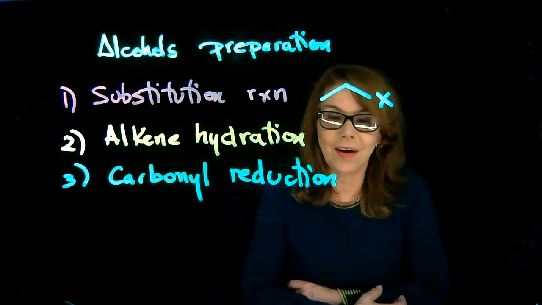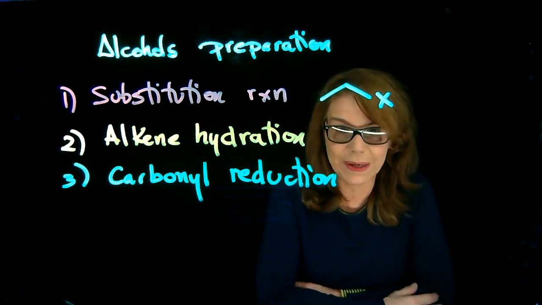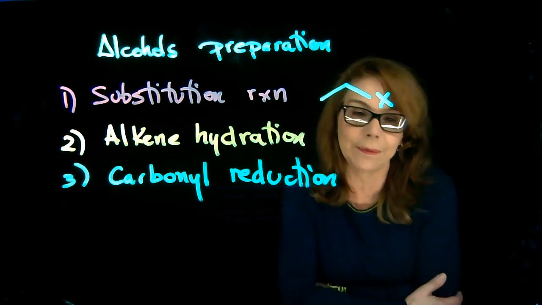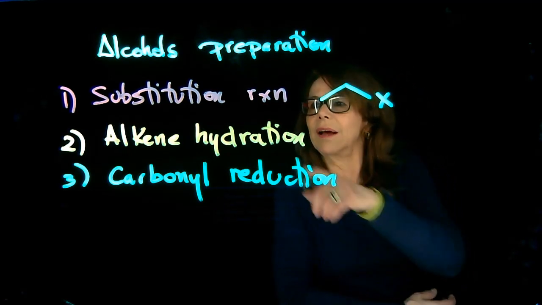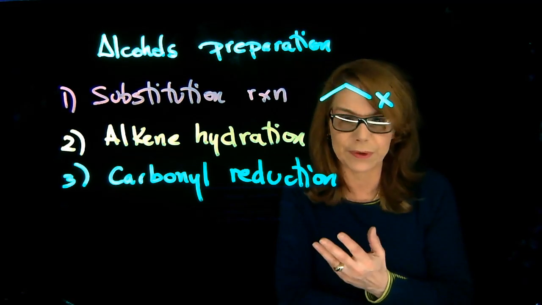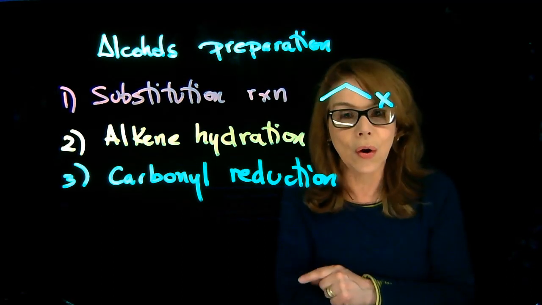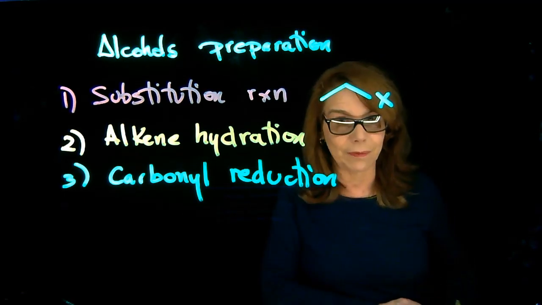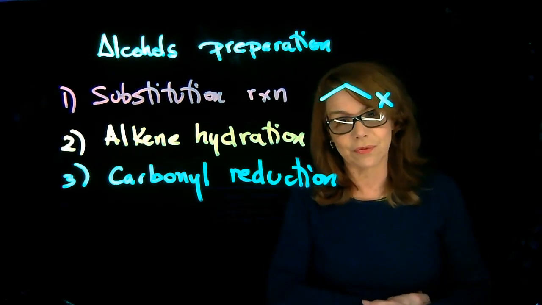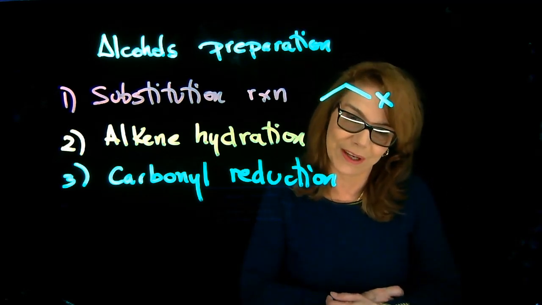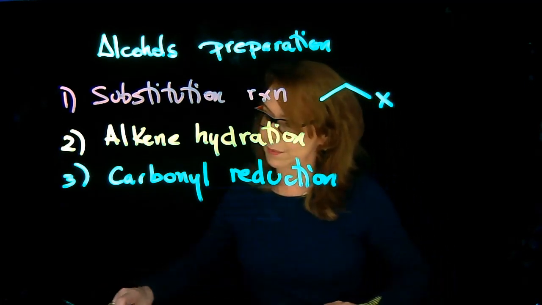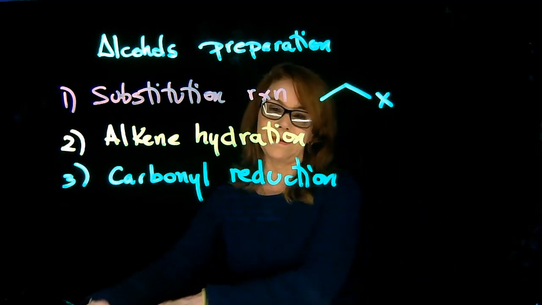We're going to talk now about methods to prepare alcohols. There are mainly three types of reactions we're going to be studying here. One is substitution reactions using alkyl halides, primary, secondary, or tertiary. You probably had to study that already when you saw substitution reactions of alkyl halides in organic chemistry 1. Another reaction we're going to be using is alkene hydration.